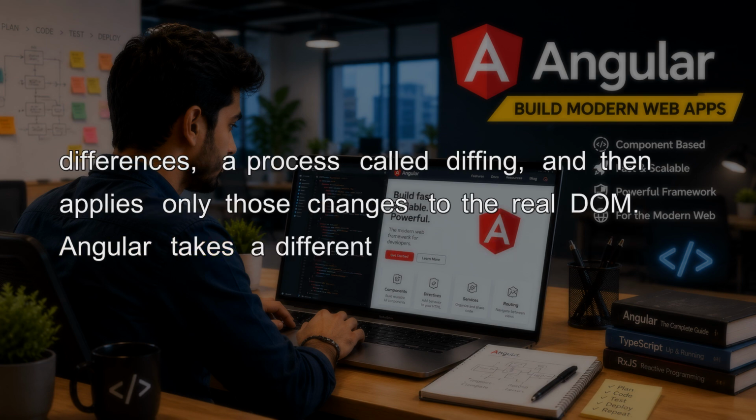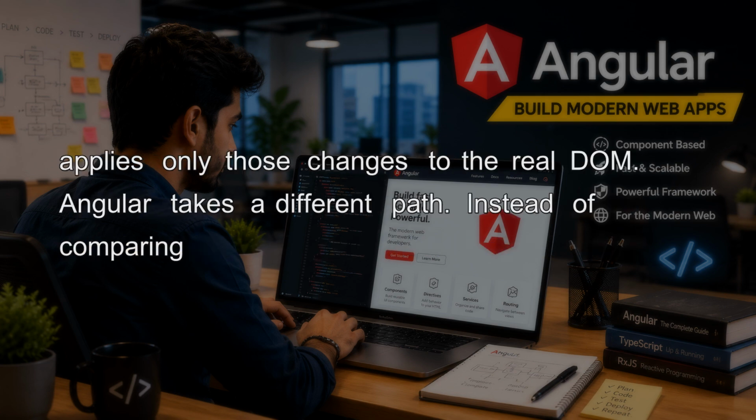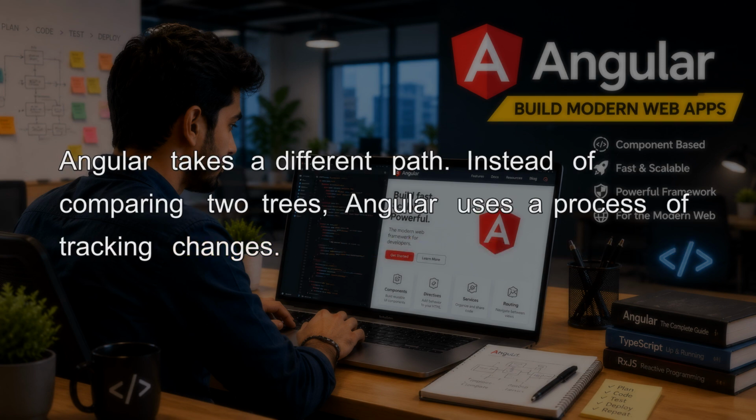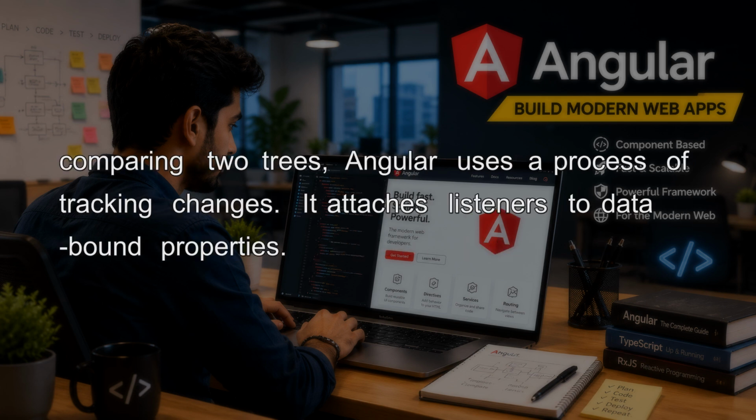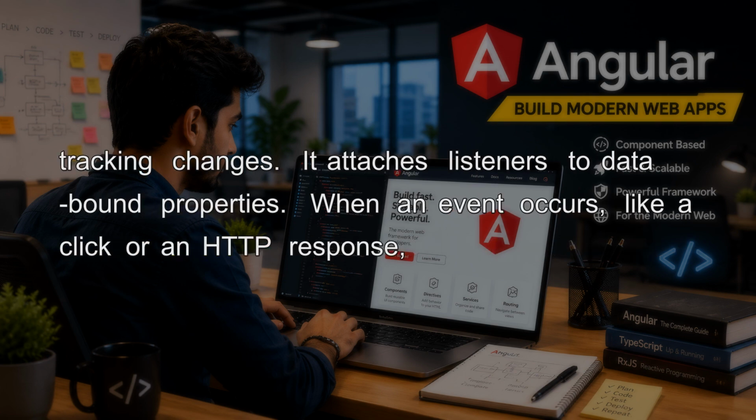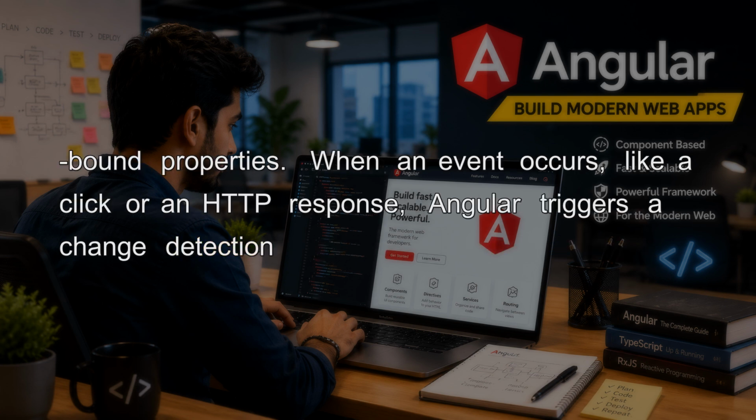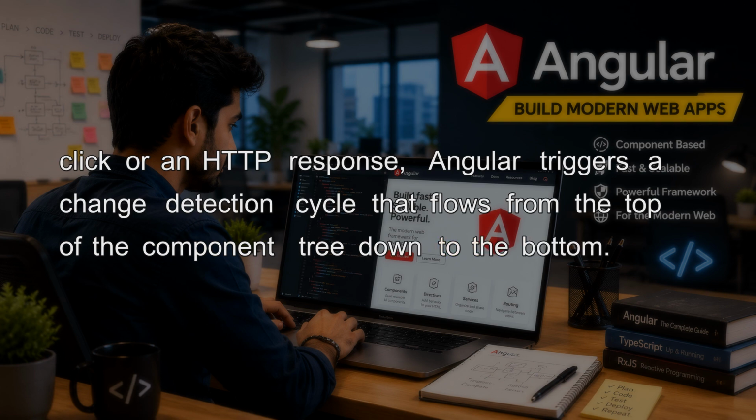Angular takes a different path. Instead of comparing two trees, Angular uses a process of tracking changes. It attaches listeners to data-bound properties. When an event occurs, like a click or an HTTP response, Angular triggers a change detection cycle that flows from the top of the component tree down to the bottom.